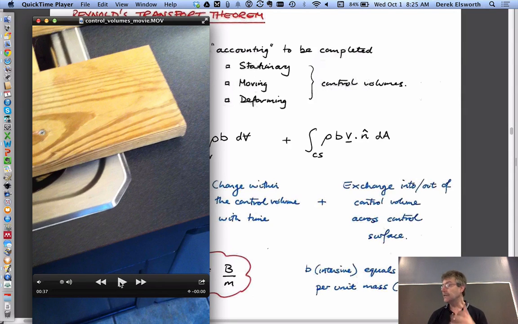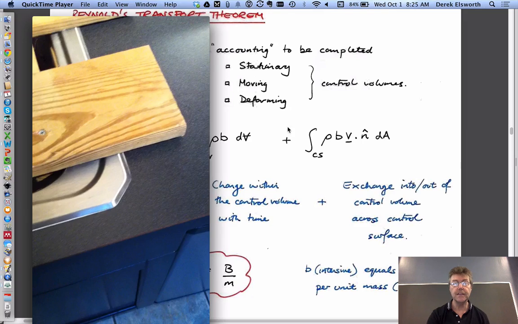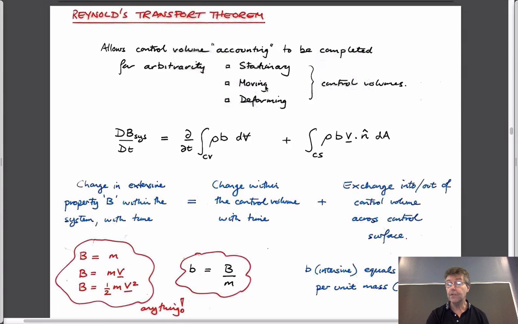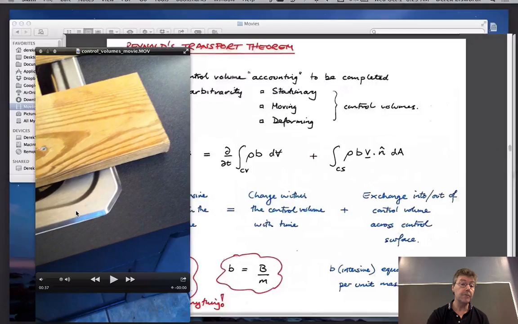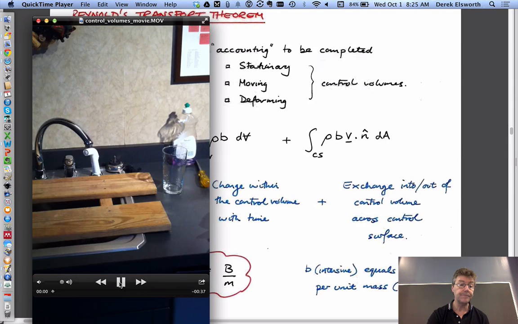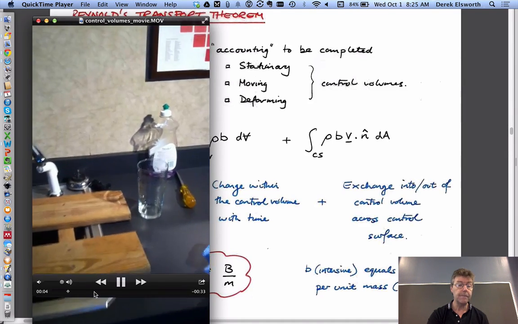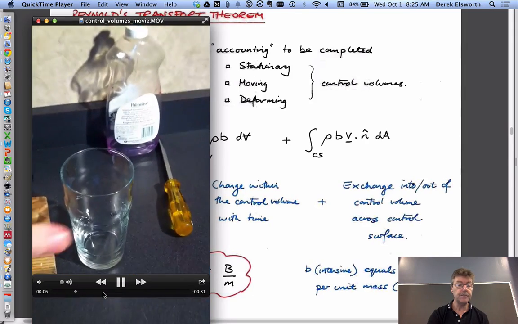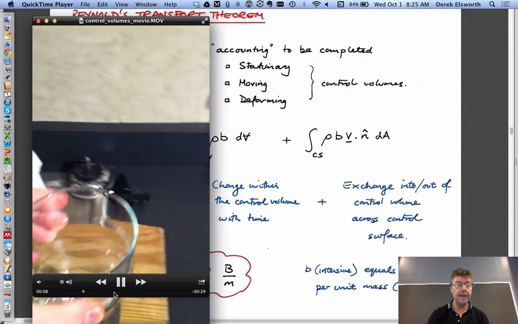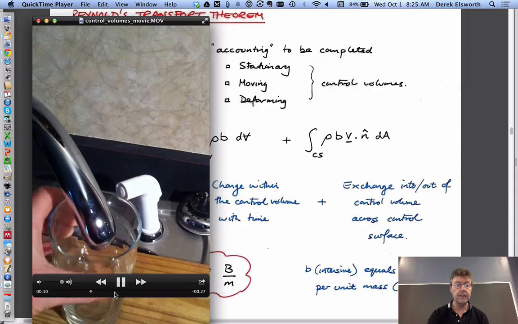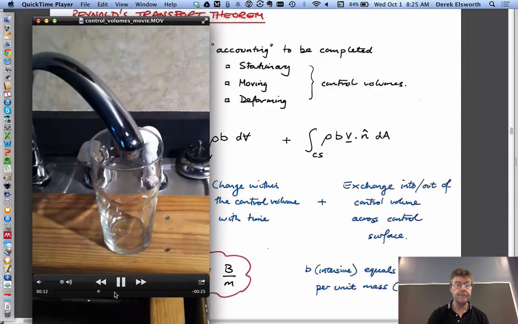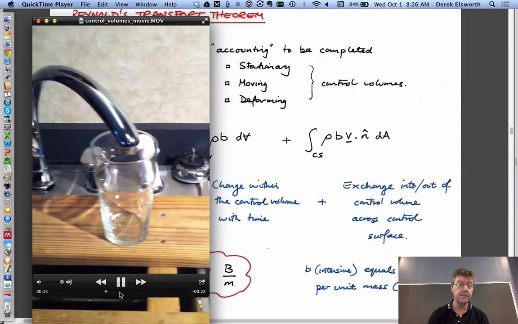So those are the 3 cases: static and stationary, moving but not deforming, and deforming and maybe moving at the same time. What we'd like is to be able to analyze the case where we can accommodate all 3 of those things together. And we could apply those also in this particular case as well. This is a relatively simple geometry, but you can imagine being able to work with each of those control volumes.